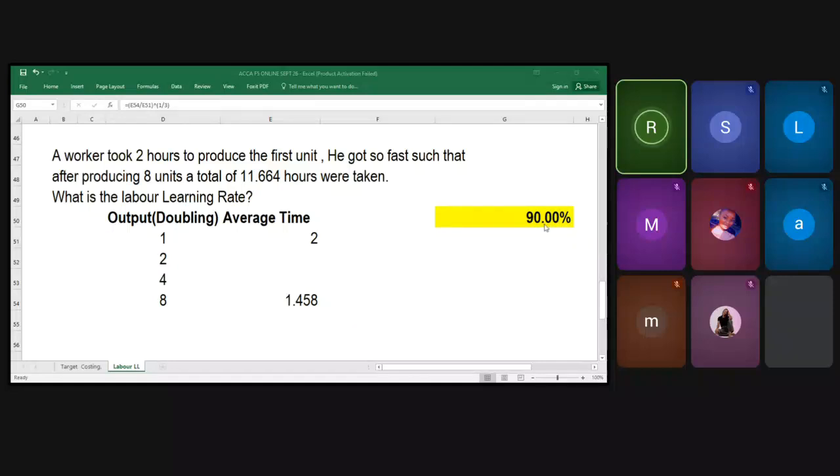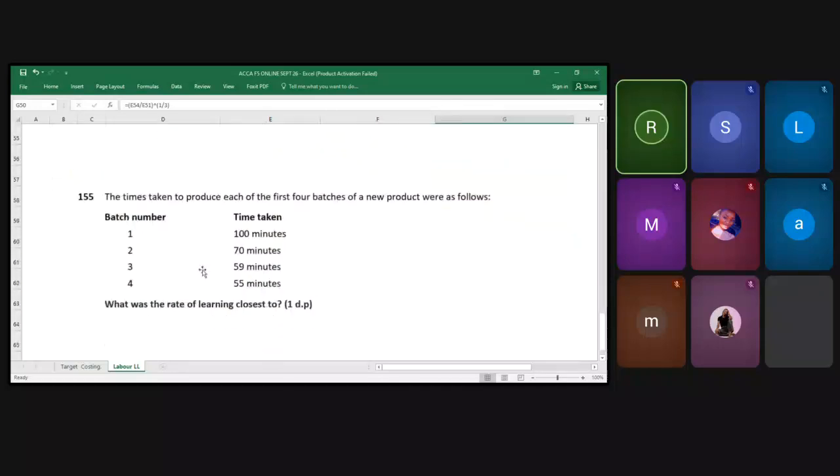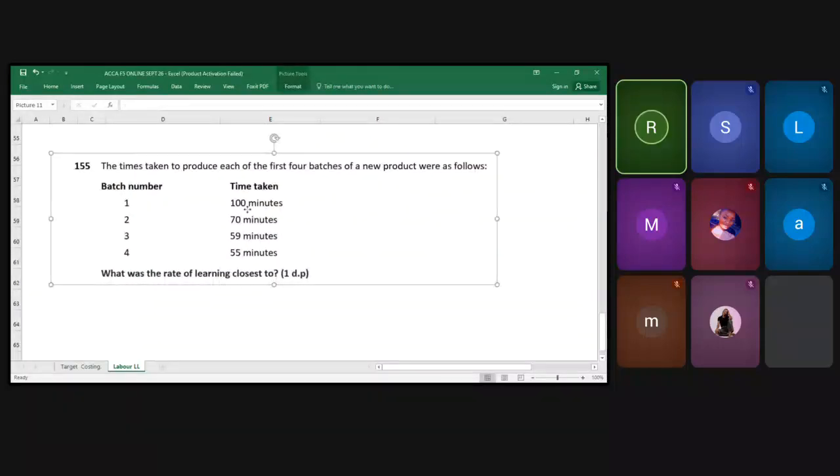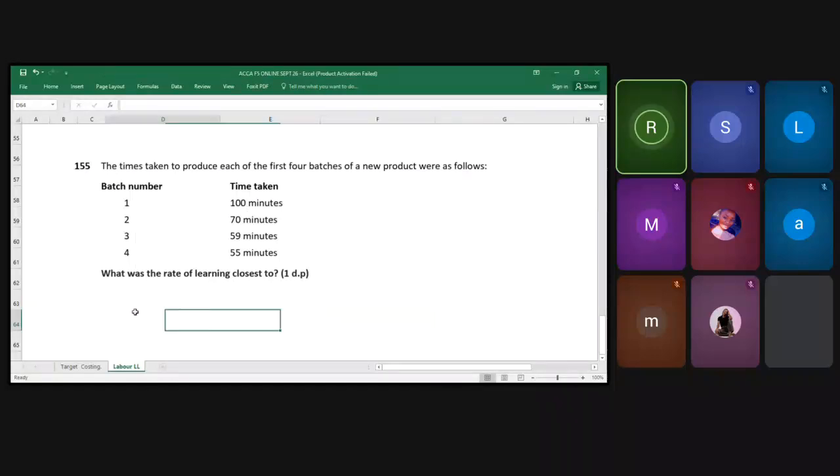Moving forward, let us look at another question. Since we have learned that our output should be doubling in order for us to calculate the learning rate. This is visible, right? Confirm?